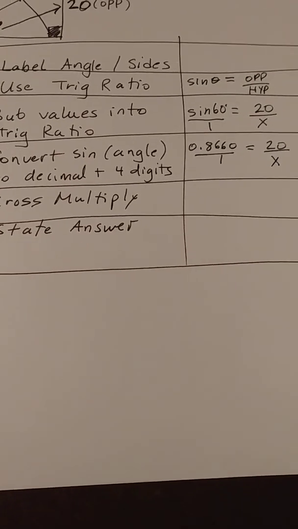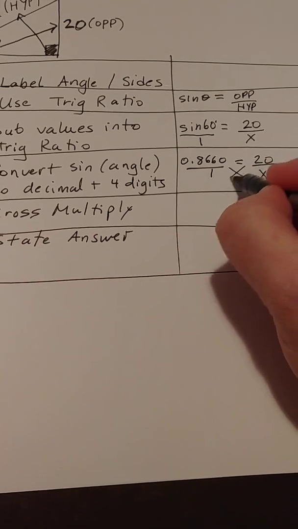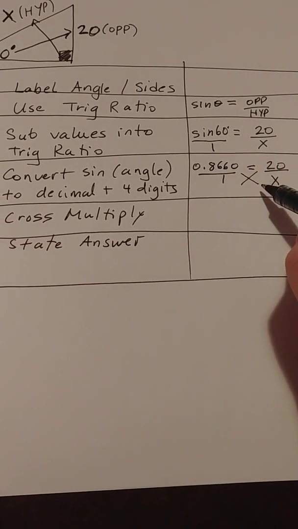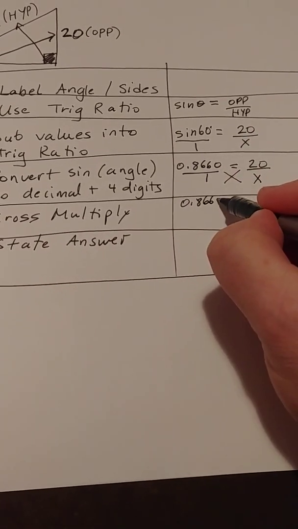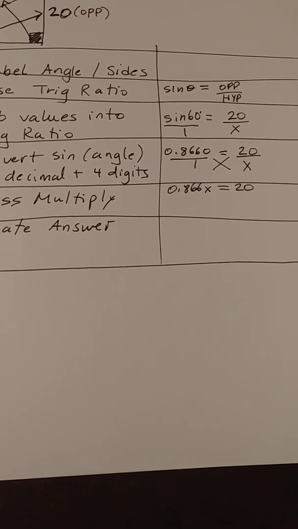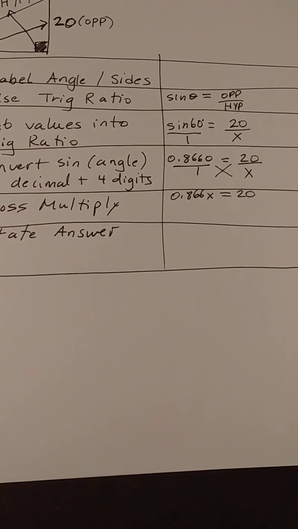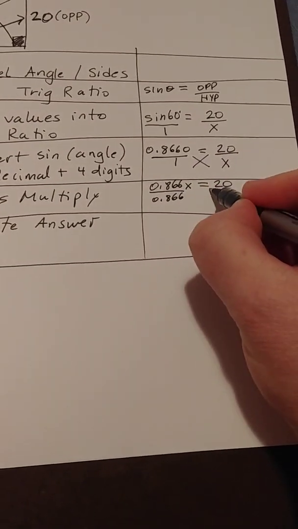Now the next step is to cross multiply. By having that divide by 1, you can see it's a lot easier. So we're going to cross multiply, and we get 0.866x is equal to 20. Then the next step is to divide both sides by 0.866 to isolate for the x variable.